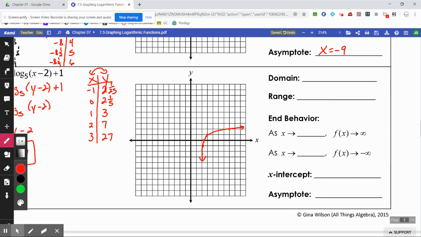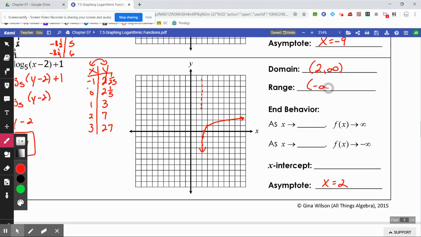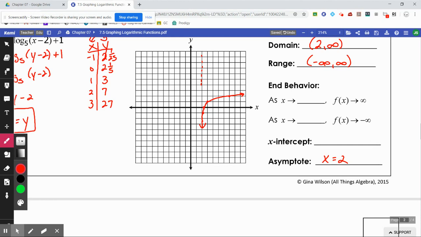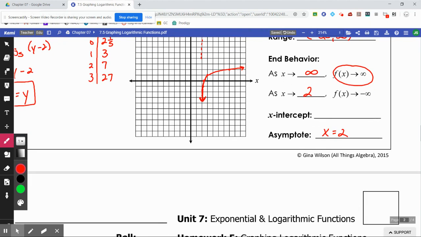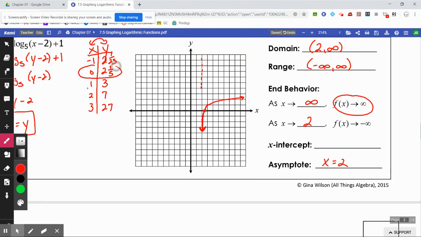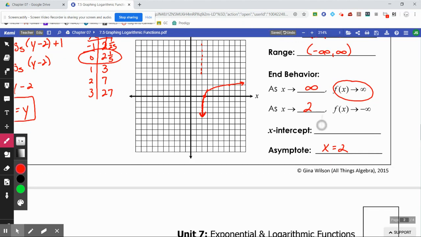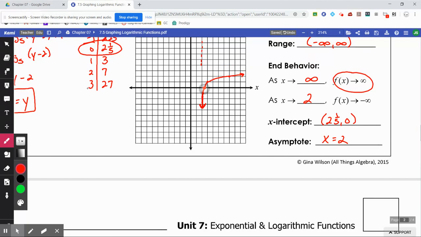So there's my graph, my domain. Notice that your asymptote line is now here at 2, so therefore my domain is 2 to infinity, with an asymptote line at x equals 2. Your range extends forever in both directions. In end behavior, your function goes to positive infinity as you move to the right. Your function goes down to negative infinity as you approach your asymptote line of 2. You do have an x-intercept, which is located right here. And we can actually look at our points here. Since 0, 2 and 1/5 is on our inverse, that means that our x-intercept would be the inverse of that, which is 2 and 1/5, 0, which again is located right there on our graph.